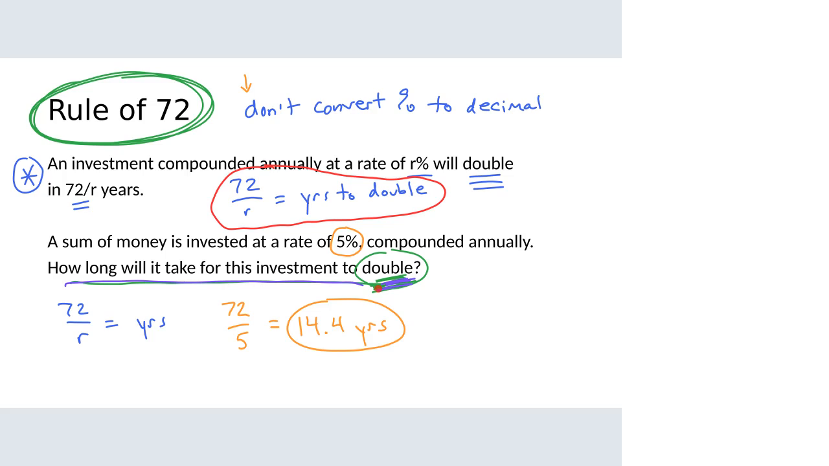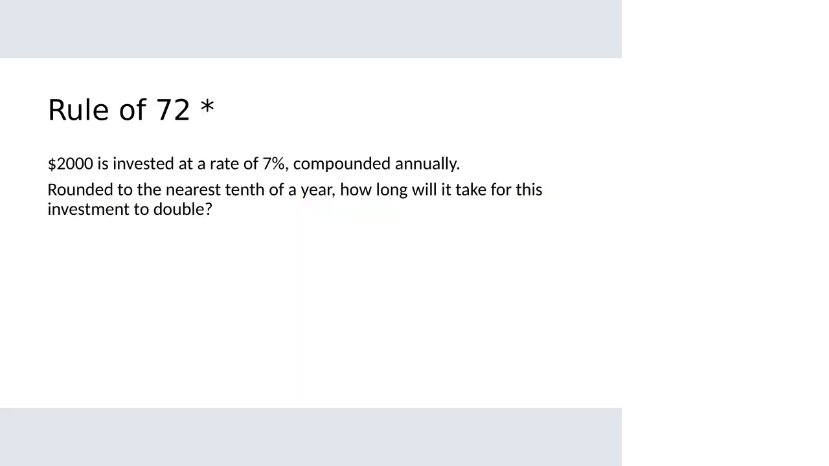I'm going to have you try one. $2,000 is invested at a rate of 7% compounded annually. Rounded to the nearest tenth of a year, how long will it take for this investment to double? And again, how long will it take to double? That tells us rule of 72. I'll make a poll for this and let you try it.